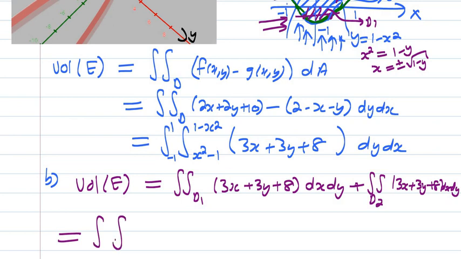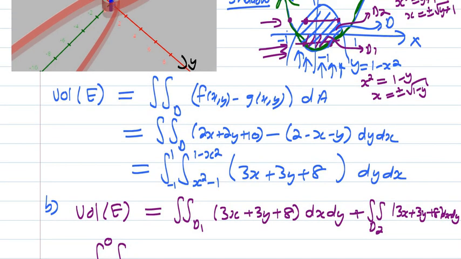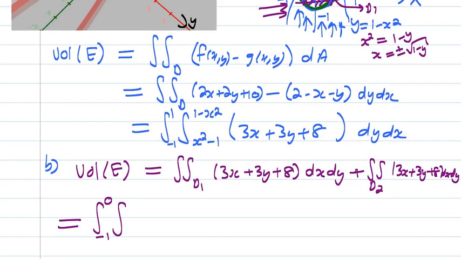So let's describe D1. D1 is the bit below the x-axis. Alright, so below the x-axis, the smallest y value is minus 1 and the biggest y value is 0. Now we have to say, okay, if we shoot a horizontal bullet or we draw a horizontal slice, where does it start and where does it end? So it starts on the green parabola and it ends on the green parabola, which is this plus minus square root of y plus 1. So it starts with the minus root and it ends at the plus root. And the integrand is 3x plus 3y plus 8 dx dy.